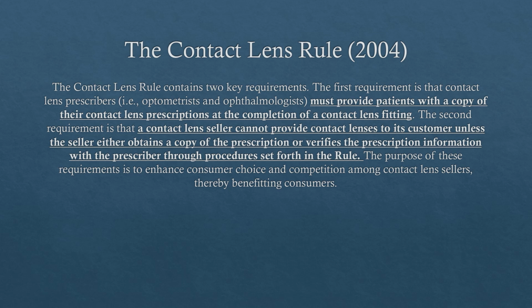The second requirement is that the contact lens seller cannot provide the contact lenses to its consumer unless the seller obtains a copy of the prescription or verifies the prescription information with the prescriber through the procedures set forth in the rule. And I'll describe what those procedures are in the next slide. But this requires that anybody who is selling contact lenses contacts you if they do not have the actual physical prescription. They need to contact the prescriber and verify that information. So let's talk about how they do that.